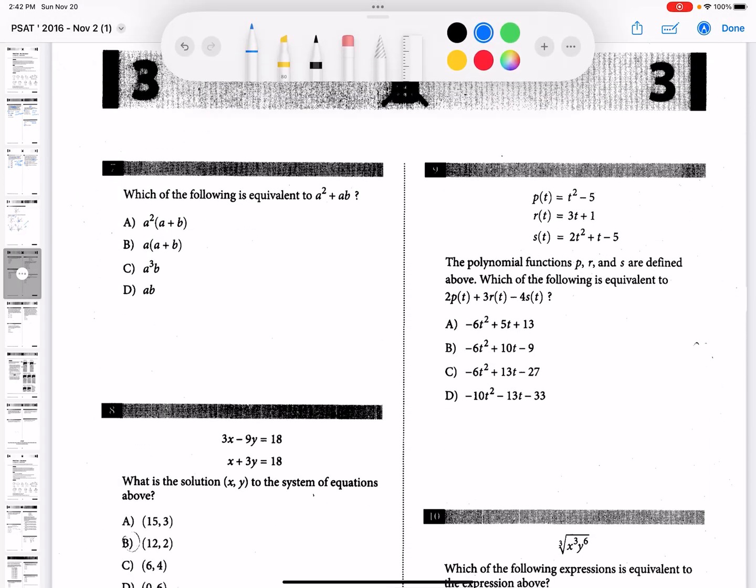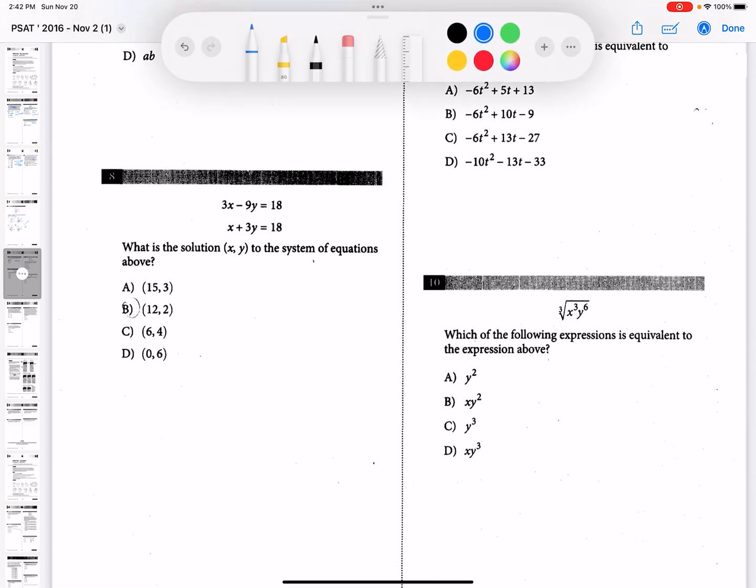So the following is equivalent to a squared plus ab. I can see that a is common, so I'm going to factor with a. So a squared is equal to a times a, and ab is equal to a times b. So our answer should be B.